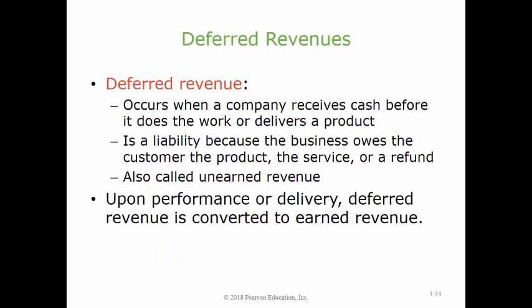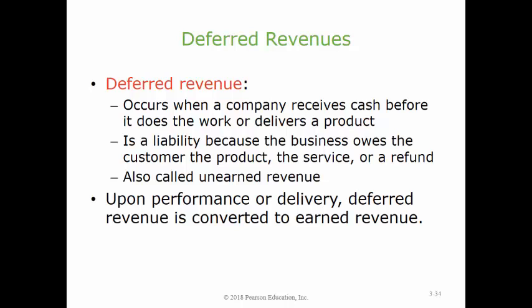Deferred revenues occur when a company receives cash from a customer prior to performing services or delivering a product. For example, an attorney requires a new client to pay a retainer fee of $1,000, yet no services have been performed. The attorney debits cash and credits unearned revenue to establish the liability. If the client decides to not use the attorney, he or she can request a refund. Upon performance of the service, the revenue will be recognized.